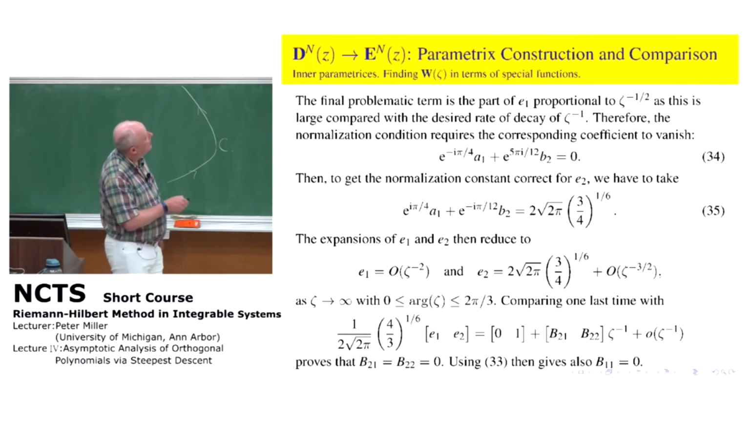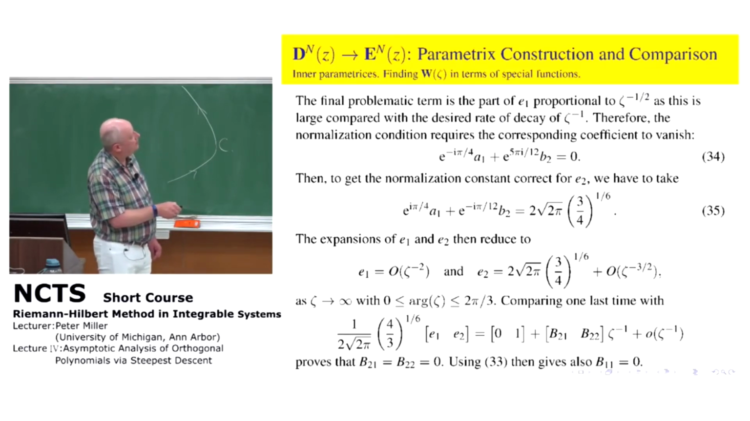Great. Okay, so the final problematic term is the part of E1 that's decaying like a square root. And that's too big because we need this decay to be like 1 over zeta. So that its coefficient should be 0, and that's this identity right here. And so then to get the normalization correct for the second one, that's where we pick the constant term, and we pick this equal to the constant term. Okay, so now the expansions have reduced to this form, like that.